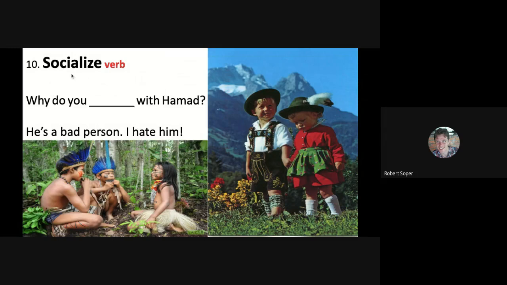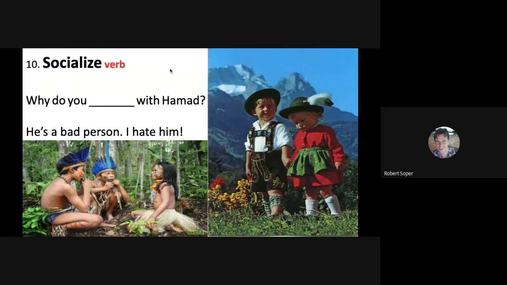So here we've got an example question. Why do you socialize with Hamad? He's a bad person. I hate him. So in other words, this is basically asking you, why do you hang out with Hamad? Why do you meet up with Hamad? He's a bad person. I hate him. Okay. So this one's very useful because it's a verb. So remember, this is used as a verb.